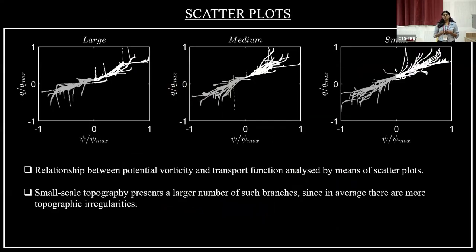We have also studied how the potential vorticity and stream function are related, and whether it satisfies our minimum enstrophy principle. We can see that there are many branches in the scatter plots, so there is no linear relationship between our potential vorticity and stream function. These branches represent the deep and shallow regions, and in some parts of this scatter plot there is some linear relationship, but mostly it's a non-linear relationship. And small scale topography presents a large number of such branches because there are so many topographic irregularities.